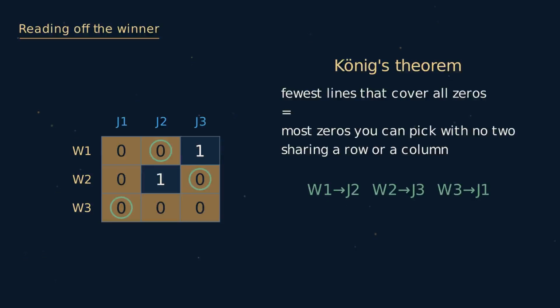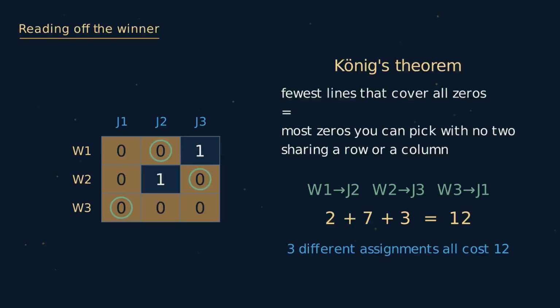Worker 1 takes job 2, worker 2 takes job 3, worker 3 takes job 1. Then go back to the original costs and add them up. 2 plus 7 plus 3. 12. Against the 13 we started with, and it is provably the best of all 6. One warning. Sometimes several zeros compete and you have a choice. Here 3 different assignments all cost 12. Any complete set of zeros you can build is equally optimal. Pick one and move on.